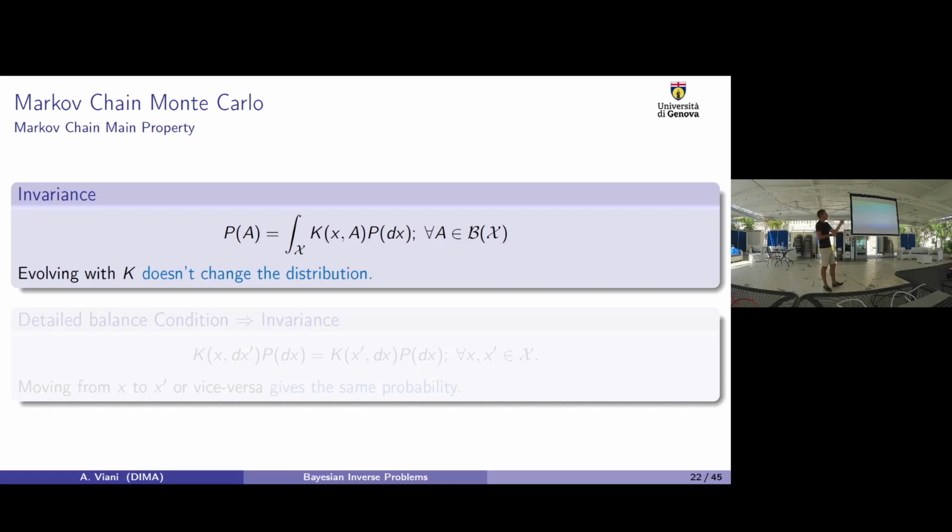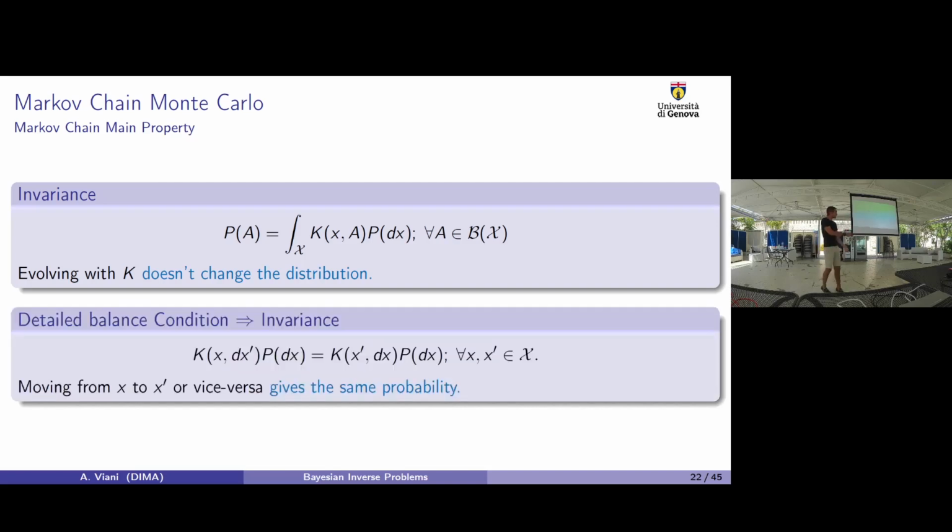Of course, this is useful because I remind you that we want to sample using a kernel, so we want to evolve, but we want to be distributed as P. So I want to be distributed as P, sampling by moving using this kernel, but then I would like to be distributed again as P. I don't want to change my distribution. The problem is that this property is difficult to prove, and this is why we often use the so-called detailed balance condition.